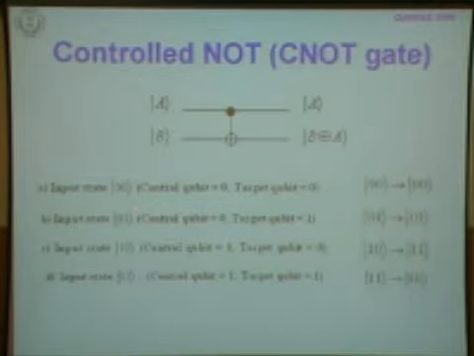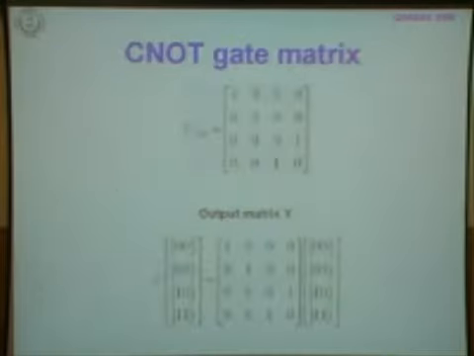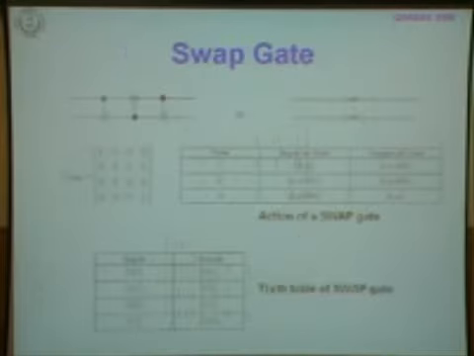If the control qubit is 0, the target qubit is not flipped; if it is 1, it is flipped. Then this is the matrix for the CNOT gate. It's a 4 by 4 matrix.